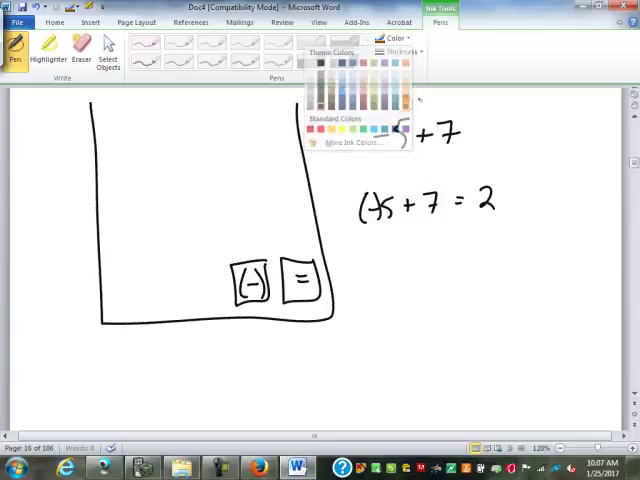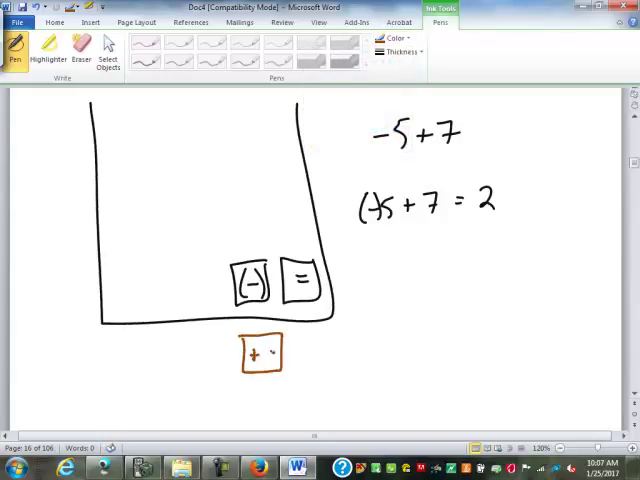Some of you, however, have a key that looks slightly different. Might look like that. It's the plus negative key. It's actually called the swap sign key. If that's the key you have, you have to do it backwards. To enter negative 5 plus 7, you'd have to enter the 5 and then hit that key to make it a negative. And then plus 7, and it equals.